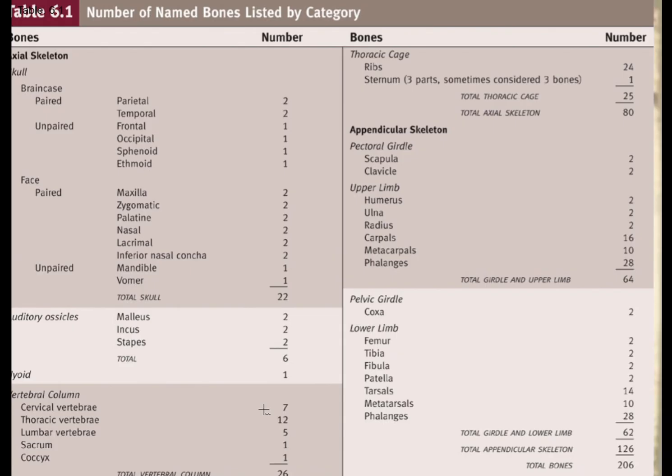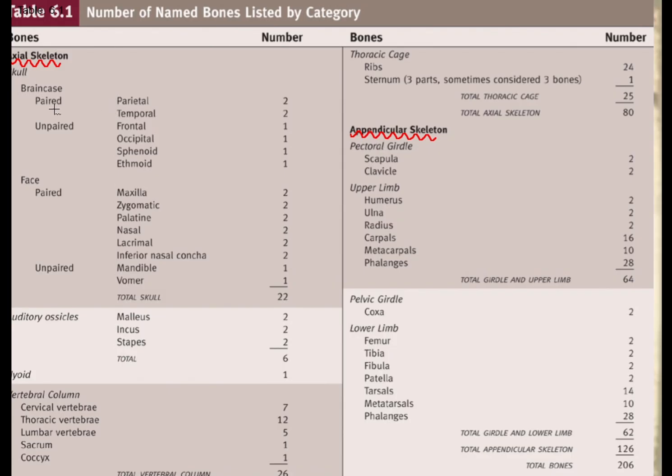This is the number and the named bones listed by category. The whole bone names are listed here. One is the axial skeletal system and another is the appendicular skeletal system. These are the two main parts of the skeletal system. In the axial skeletal system, first of all we discuss the skull bones, or the brain.